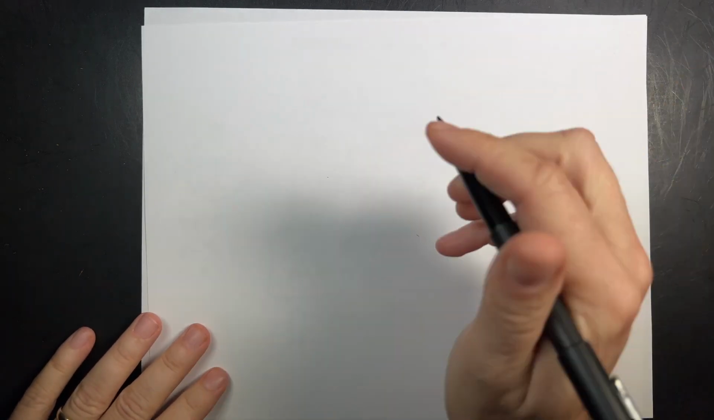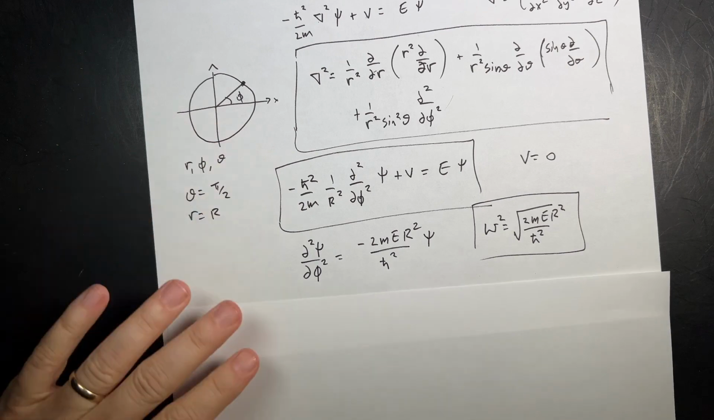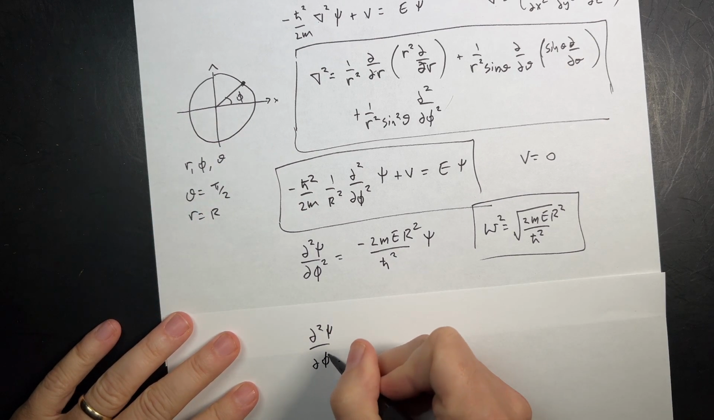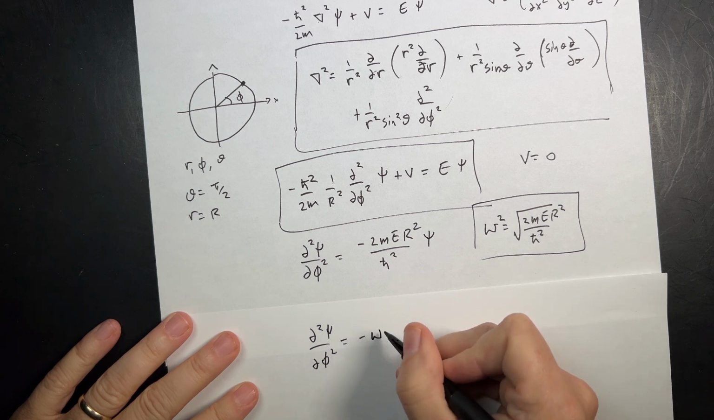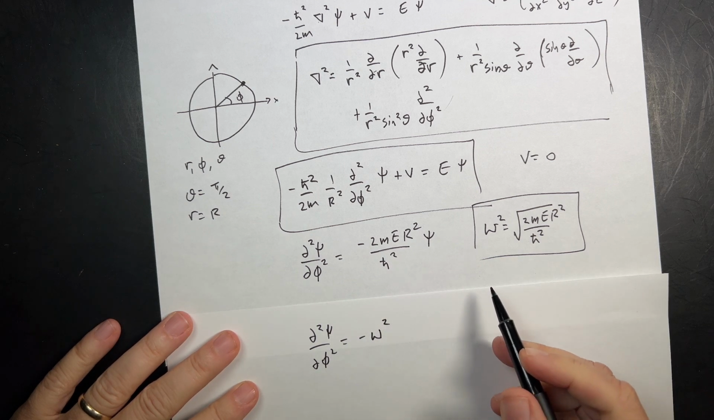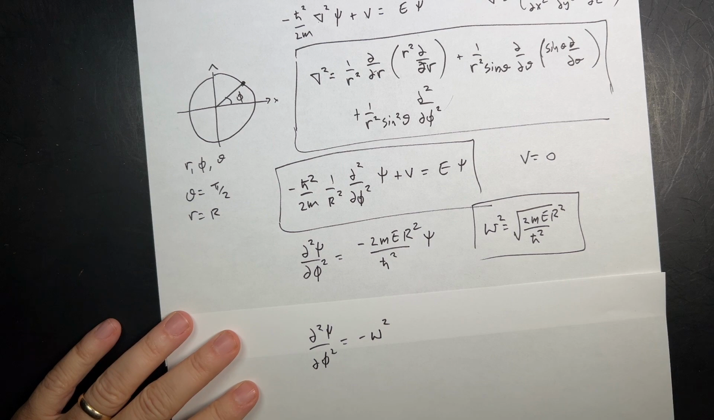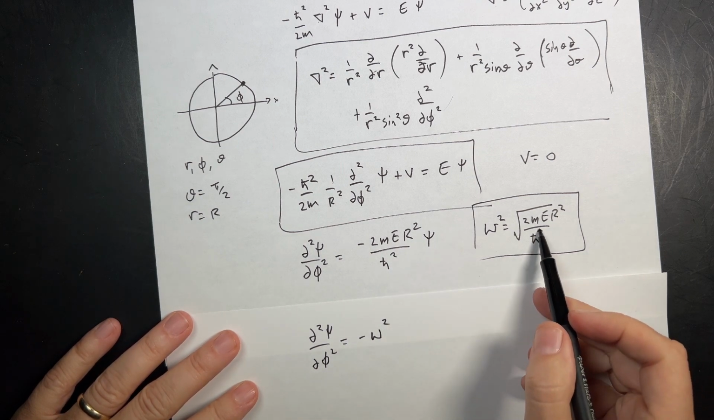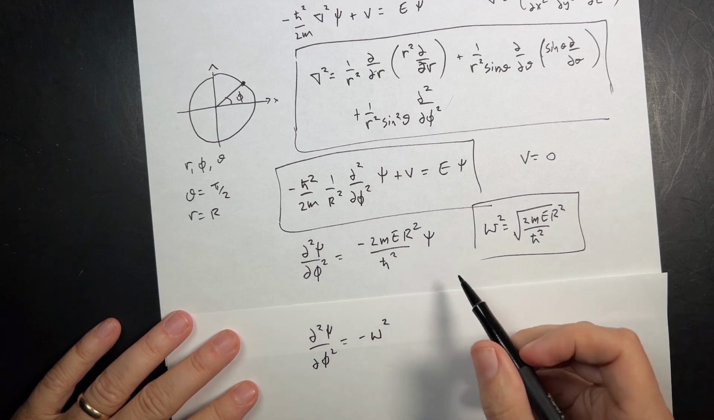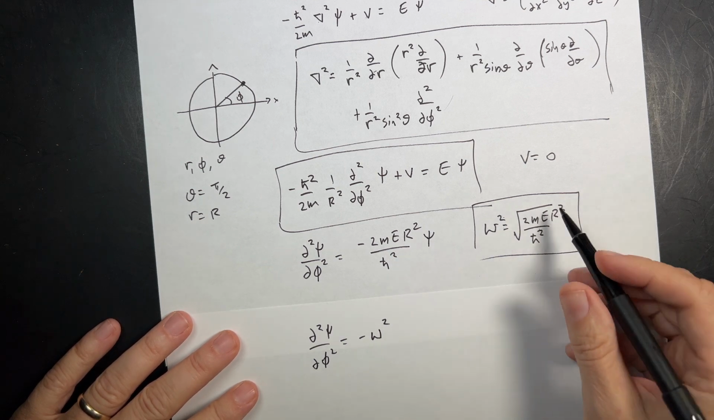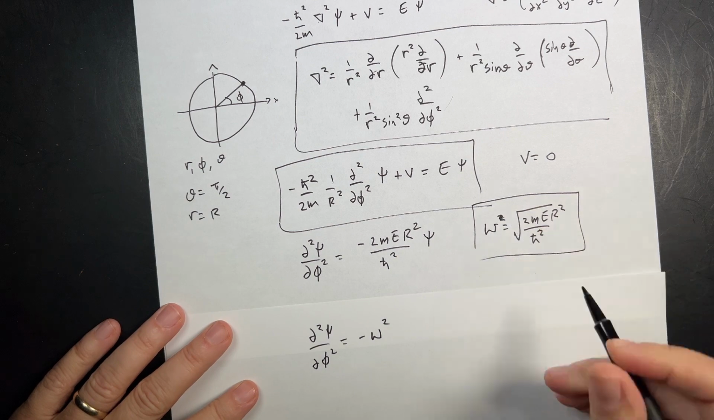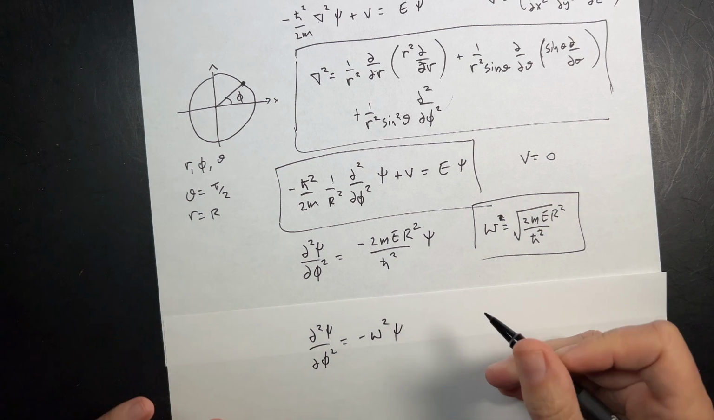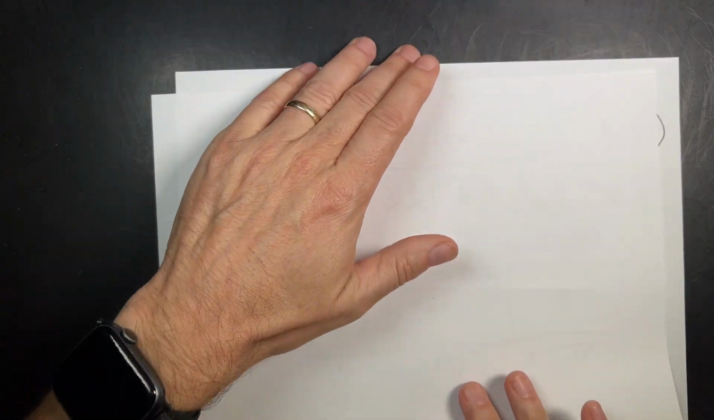So let me write down my equation again right here. The second partial of psi with respect to phi equals negative omega squared psi. Wait, no, that's omega. Omega is equal to that whole thing, not omega squared. So that's negative omega squared psi. That's a pretty easy differential equation.